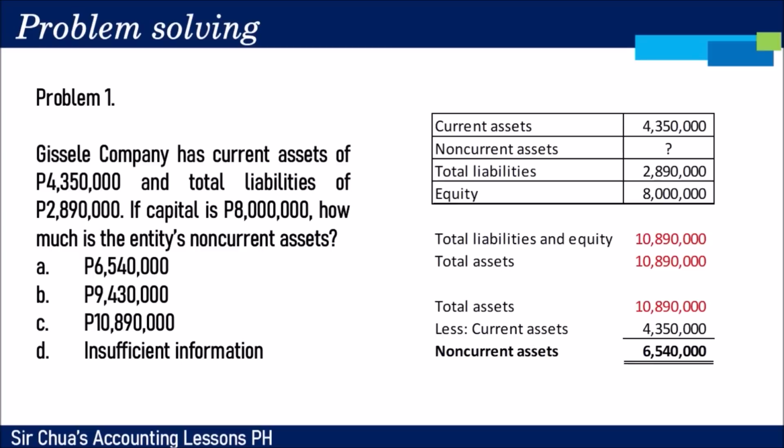Kaso, total yan. Ang hinahanap natin, non-current asset. So, ibawas lang natin sa total asset yung mismong current asset. Ang lalabas yung non-current asset na 6,540,000. So, the answer for problem 1 is letter A.